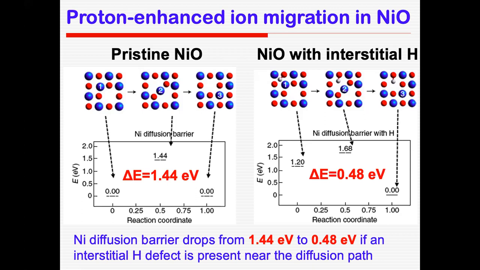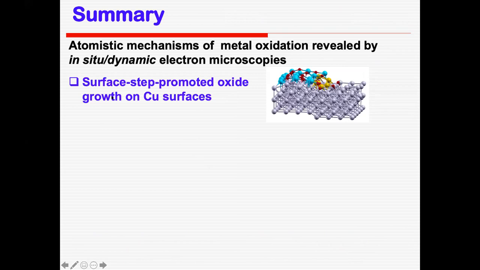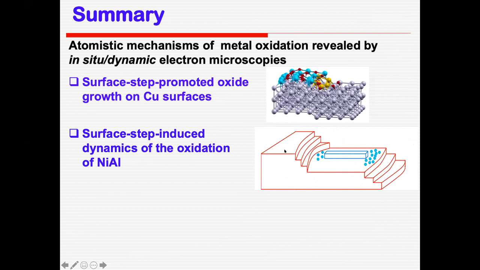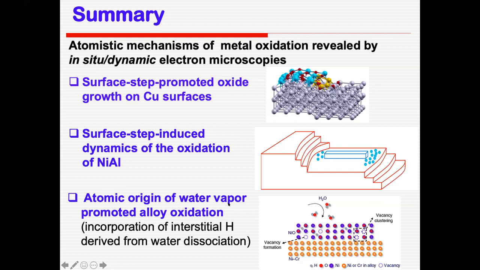All right, so this is the reason why we observe the faster oxidation kinetics for water vapor. So here's the end of my talk. We looked at several examples, like copper oxidation. We find the atomic step can promote the oxide growth and also can cause the oxidative behavior. This was also confirmed for nickel aluminum oxidation, which can cause a drift motion of the oxide islands on the surface. And we also looked at water vapor, and we find water vapor can induce a faster oxidation rate than dry oxygen, like pure oxygen.